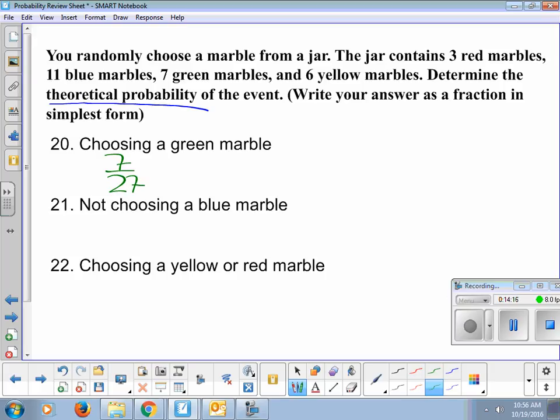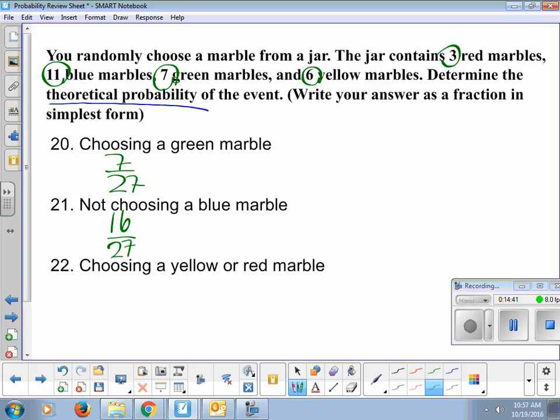Choosing or not choosing a blue, we want all the marbles that are not blue. You could add up your red, your yellow, and your green, or you could subtract the amount of blue. So we have 27 total. Out of those 27, 11 of them are blue. How many are not blue? 16. Can this be simplified? No, so we're in simplest form.